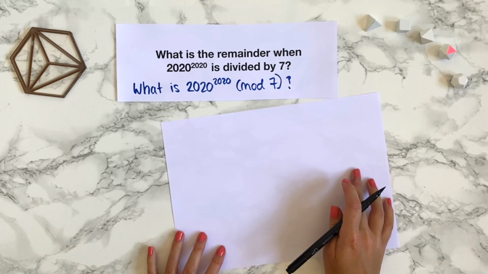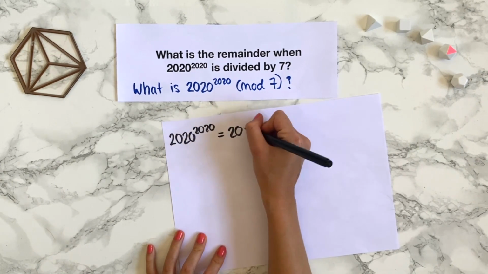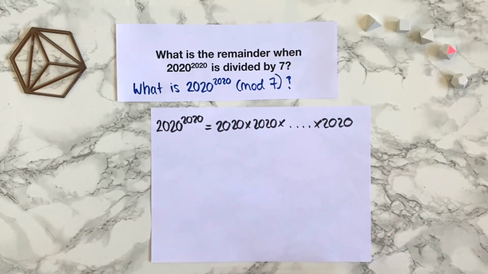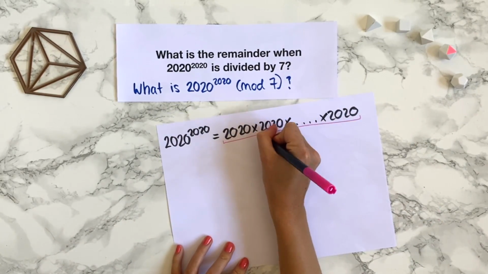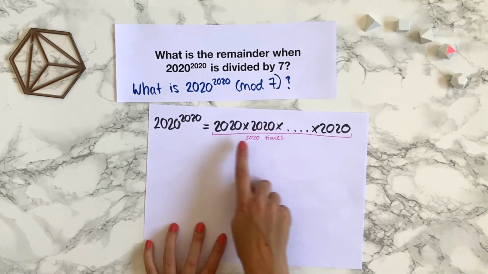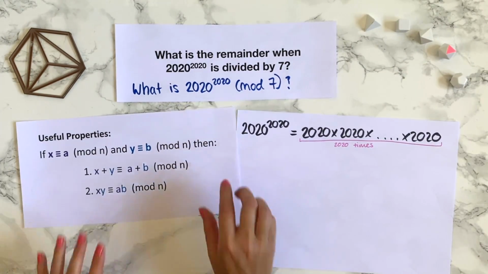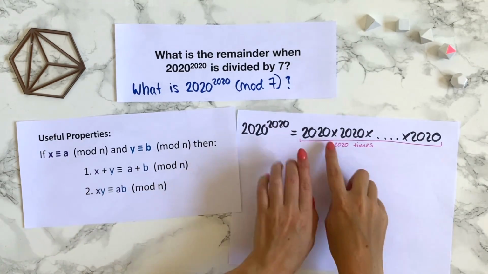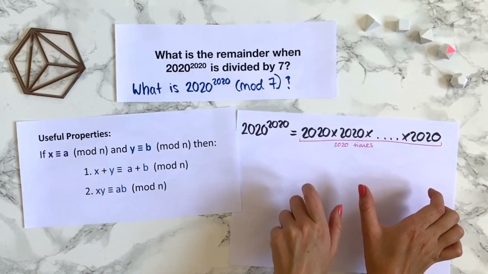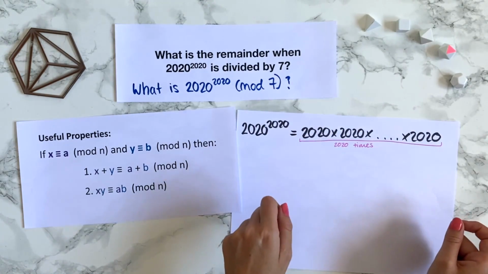So a good first step when dealing with powers in modular arithmetic is to think about what that actually means. In our case, 2020 to the power of 2020 means 2020 times by itself 2020 times. Now we've got a clear product, and that means we should probably consider using the product theorem in modular arithmetic. This theorem tells us that instead of doing this big multiplication with these big numbers, we can reduce each of these numbers modulo the modulo we want, so modulo 7, and then multiply those smaller numbers together.